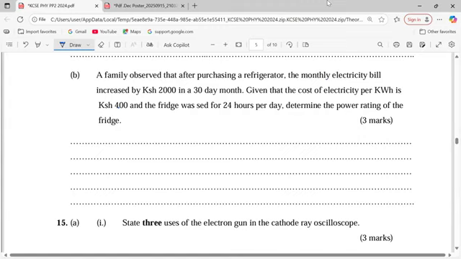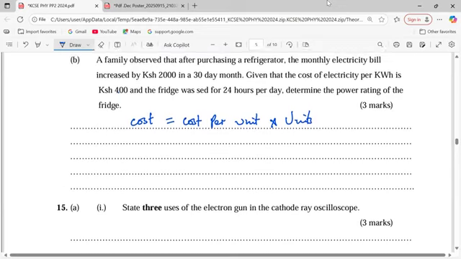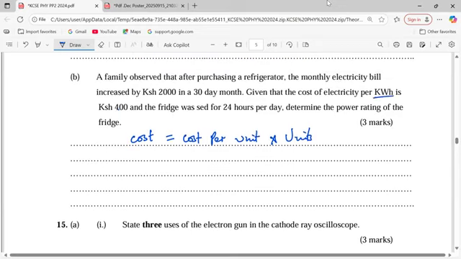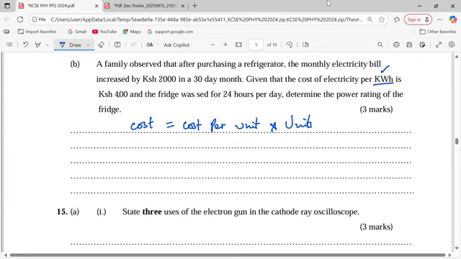Then we are supposed to know that the cost of electricity is usually given by cost per unit multiplied by the number of units consumed. Now, how do we get the number of units consumed? It should be in kilowatt hours. So we convert the power to kilowatts, then we multiply by the number of hours used.